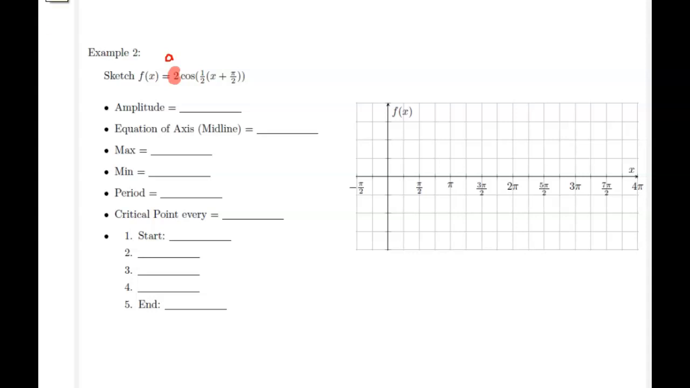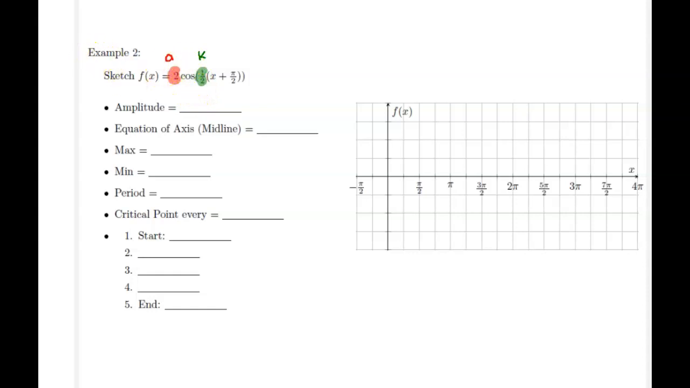Next up, we have our k value. So my k value is right here. Remember, it has to be outside of the brackets. That makes my k value 1/2.